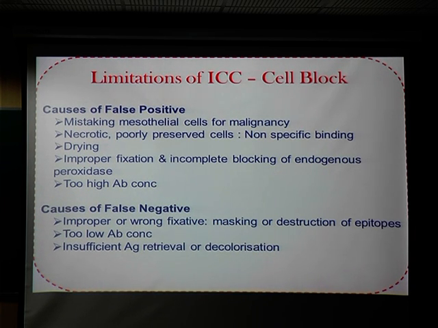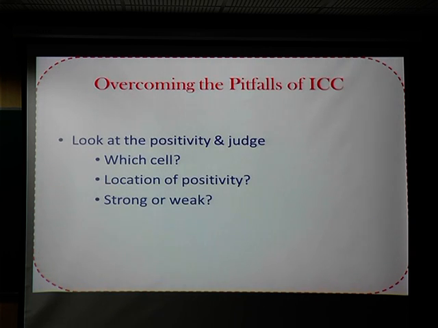What are the limitations of immunocytochemistry on cell block? First thing, there are a lot of technical limitations, there are interpretation errors, you may be a novice, you may not be able to interpret the nitty-gritty and details of the ICC block, there are too many of them. But how can you overcome the pitfalls of immunocytochemistry using the cell block? Look at the positivity and judge which cells you are interpreting. Are you looking at the positivity in the cells of interest, or are you getting lost in other cells which are non-specifically being stained with the calretinin or CK5 and 6?